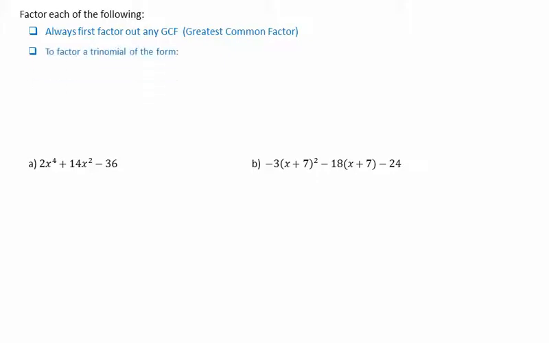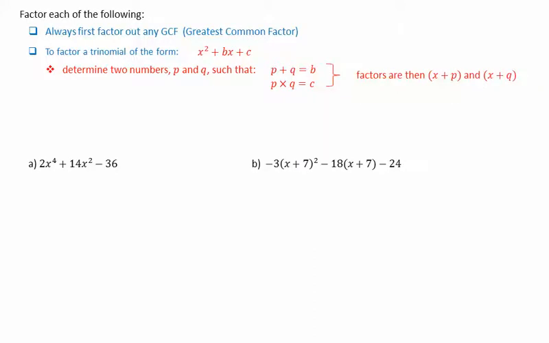In order to factor a trinomial of the form x squared plus bx plus c, note here the coefficient beside the x squared is 1. We're looking for two numbers, I'll call them p and q, such that p plus q equals b, the coefficient beside the x, and p times q equals c, the constant.